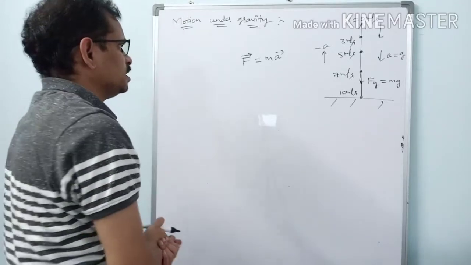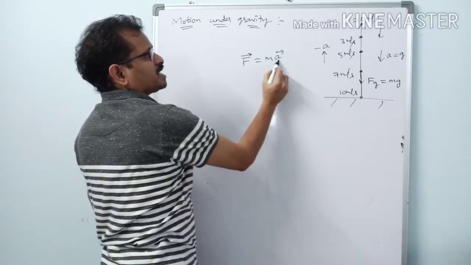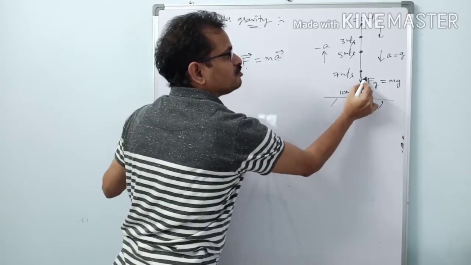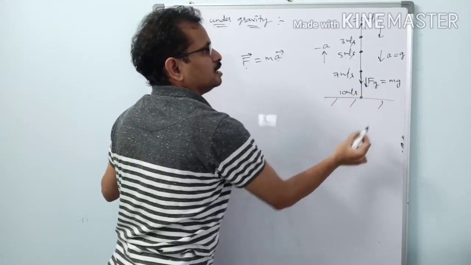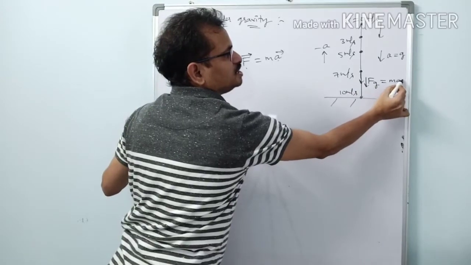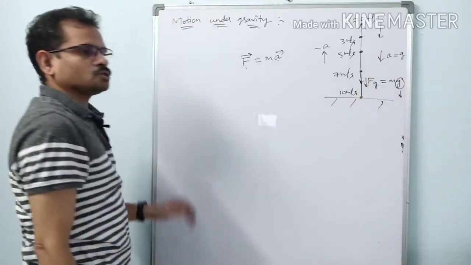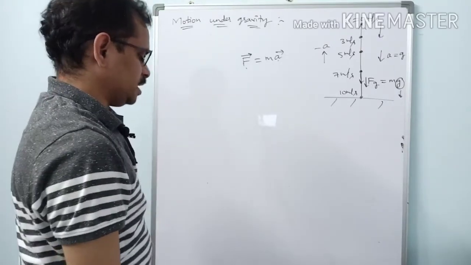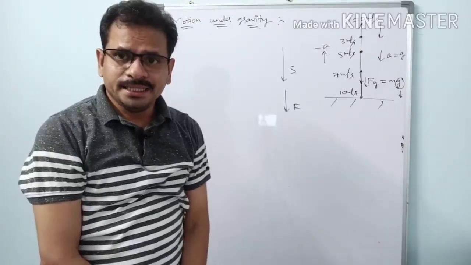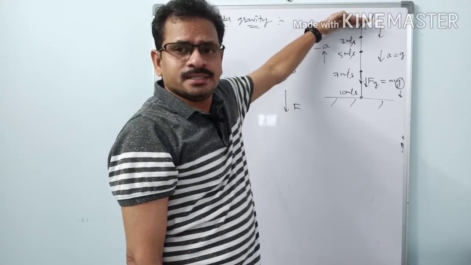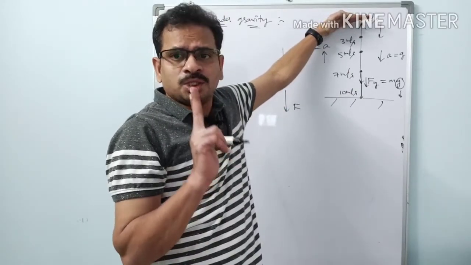So it is very clear that the direction of acceleration is the same as the direction of force. In what direction is the gravitational force acting? Downward. Therefore, the direction of g is also downward. So the body's acceleration is in the downward direction. Clear?